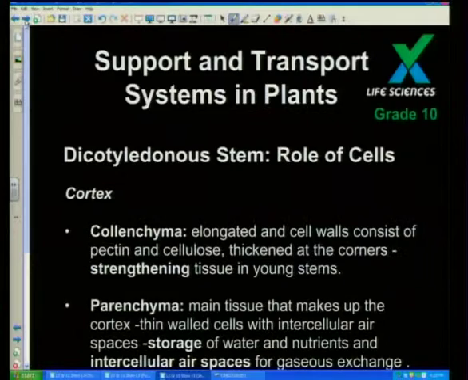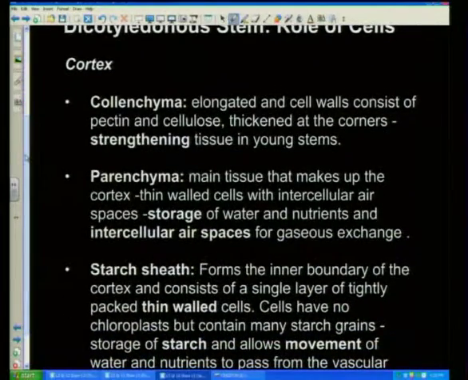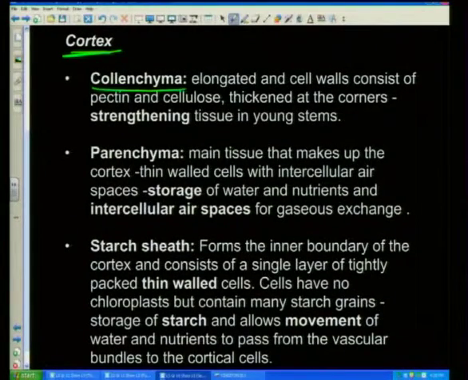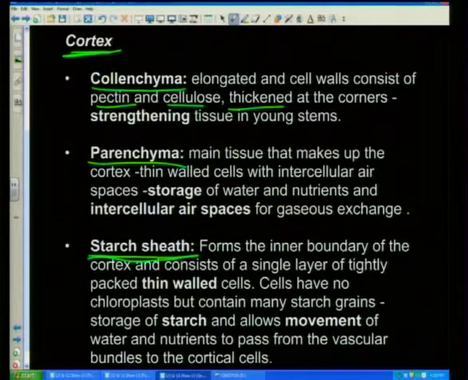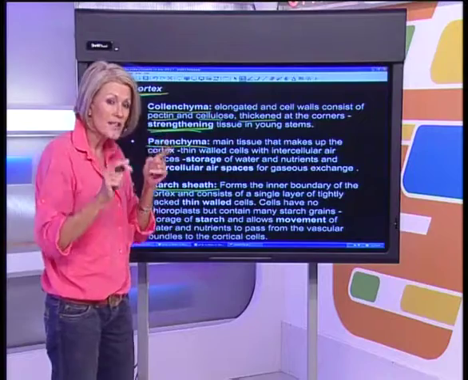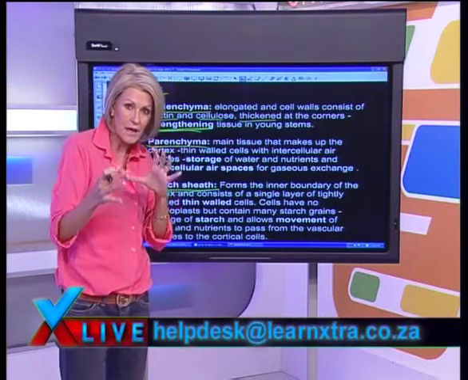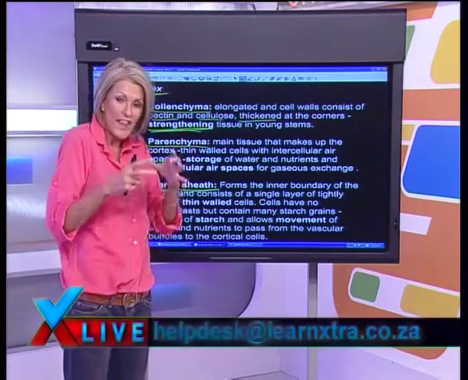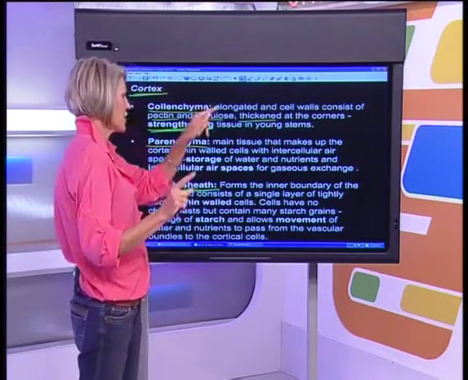Okay, that was just to show you quickly the cortex. What does the cortex do? Now remember, we've got 3 types of cells in the cortex. Okay, there's collenchyma, there's parenchyma, and there's a starch sheath. Now, think of it logically. Collenchyma, what is it? It has pectin and cellulose thickened cell walls. Okay, why would it be there? It's there for strengthening. Because that pectin and cellulose in the cell walls and the corners that start to get thicker, it's there to provide structure and strength and support in the stem. So that's very, very important.